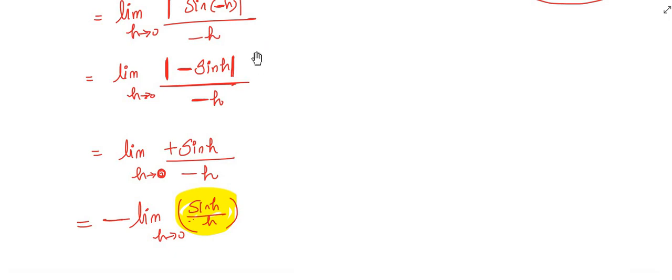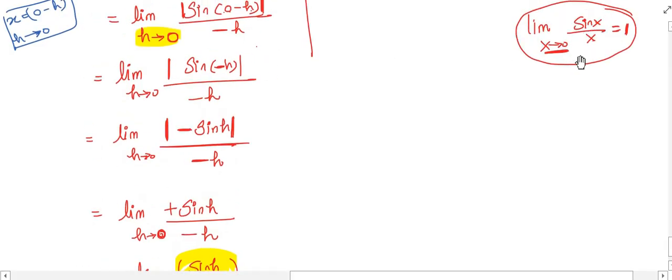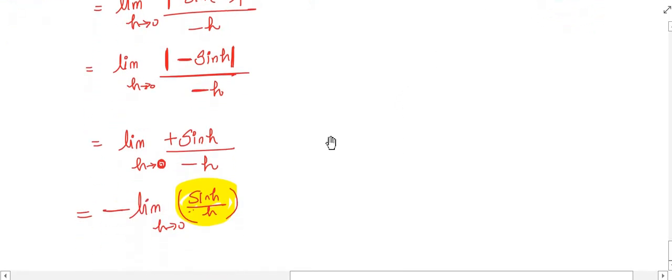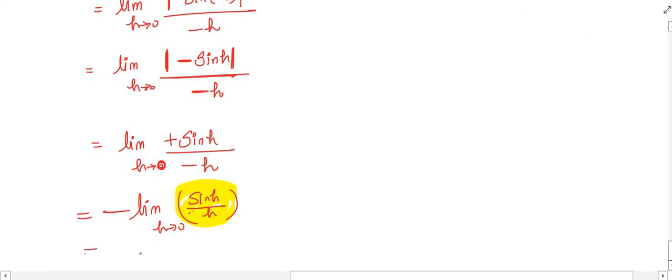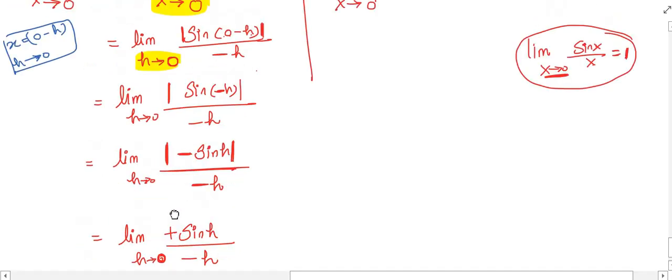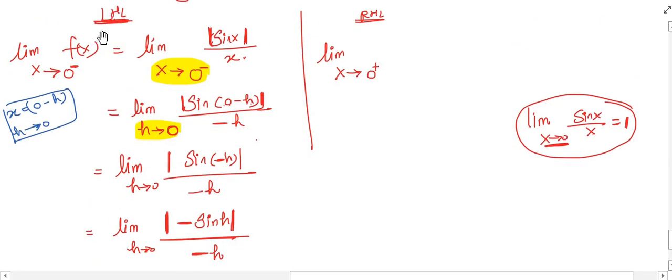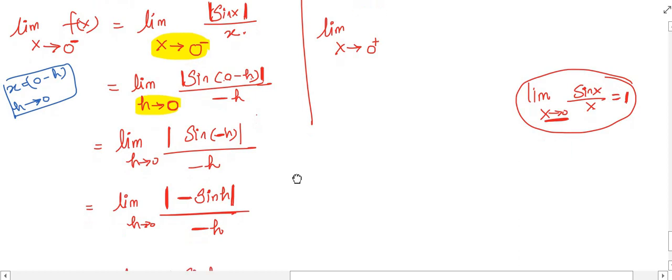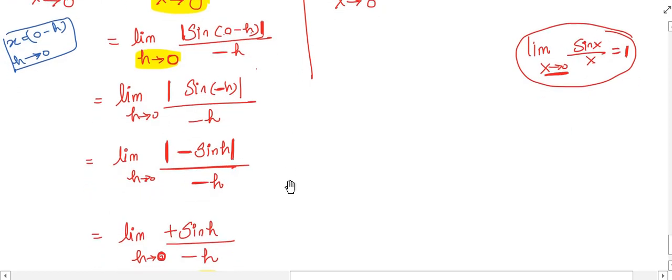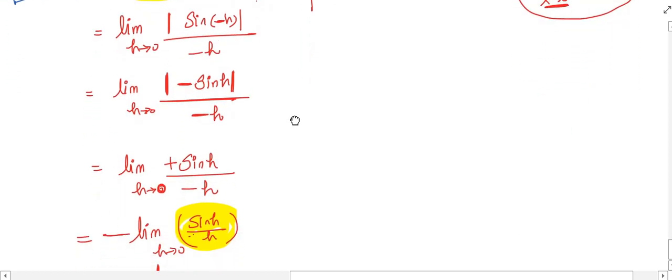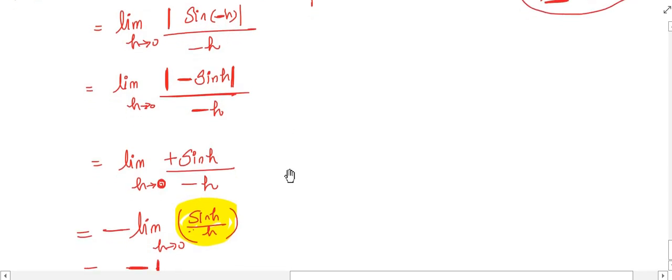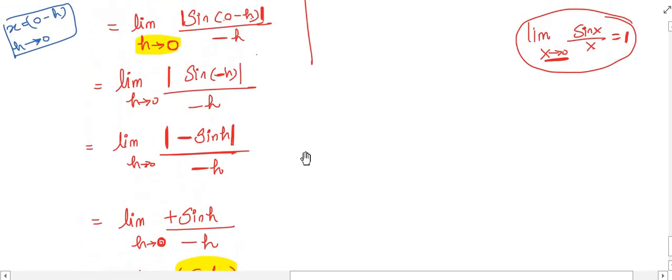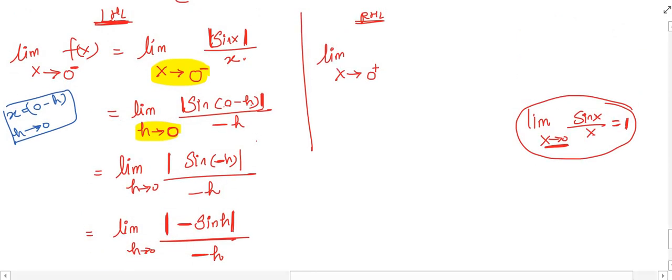By using this formula, you have to mention formulas in the exam. Okay, mention this formula and highlight it. So using this formula, the answer is minus of 1. So this is my left hand limit. Can you see that? This is my left hand limit. So that's how we can do all the steps. Minus 1.